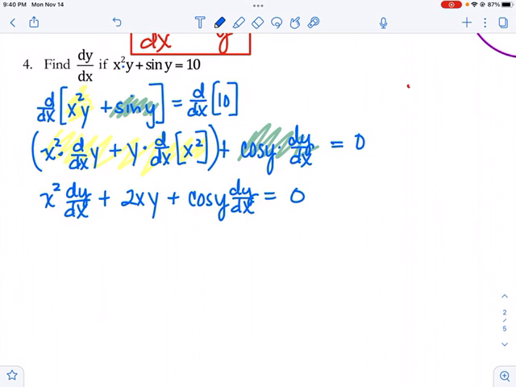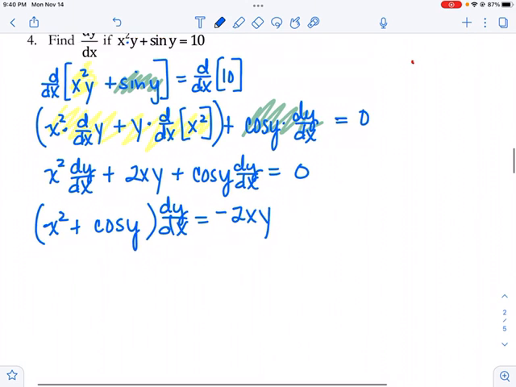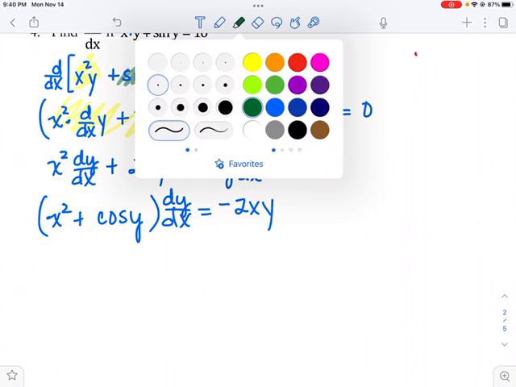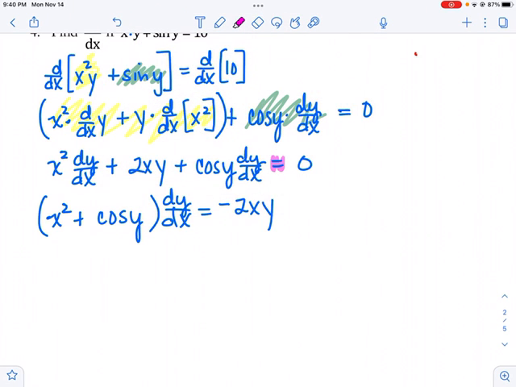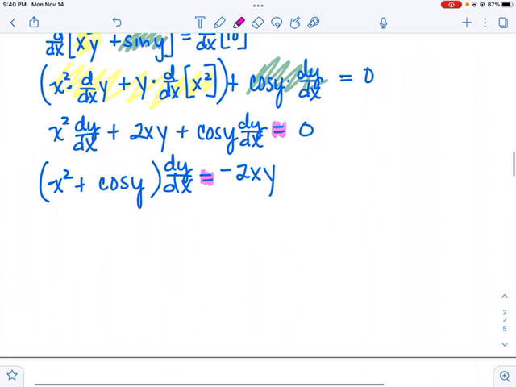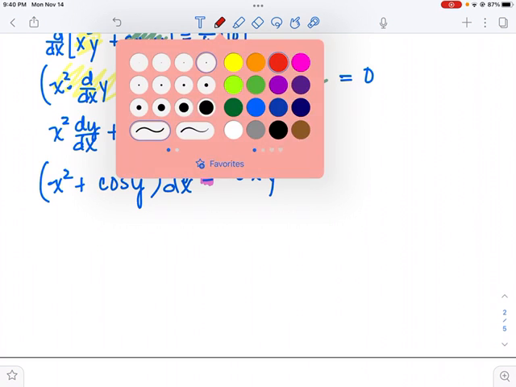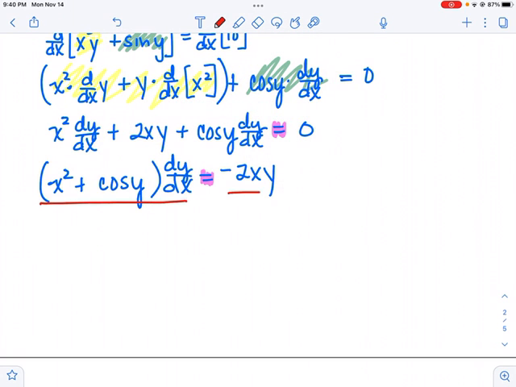Now I'm going to keep all the dy dx terms on the left-hand side of the equation. So I'm going to leave the x squared dy dx plus cosine y dy dx, and I'm going to pull out the dy dx factor from both of those. And then I'm going to subtract the 2xy from both sides. So the equal sign, of course, you can see is right here, has now moved to here. Okay, we want to isolate that, so we're going to divide both sides then by x squared plus cosine y, and I think we're almost home there.